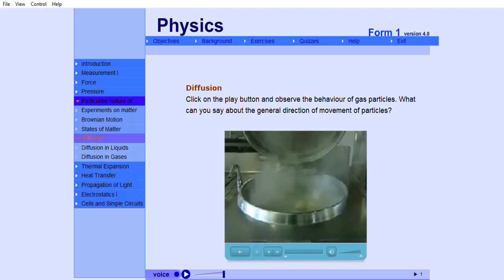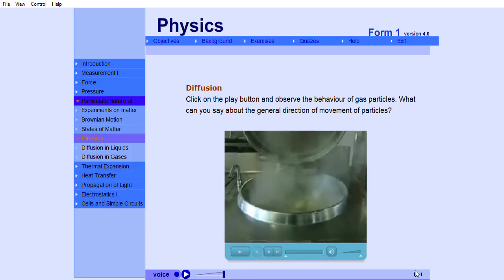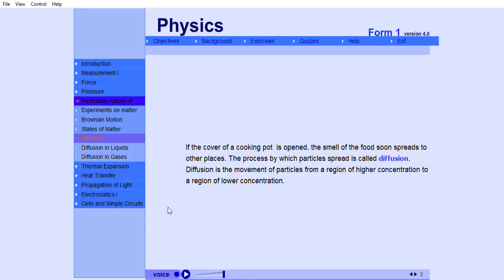Diffusion. Click on the play button and observe the behavior of gas particles. What can you say about the general direction of movement of particles? If the cover of a cooking pot is opened, the smell of the food soon spreads to other places. The process by which particles spread is called diffusion. Diffusion is the movement of particles from a region of higher concentration to a region of lower concentration.